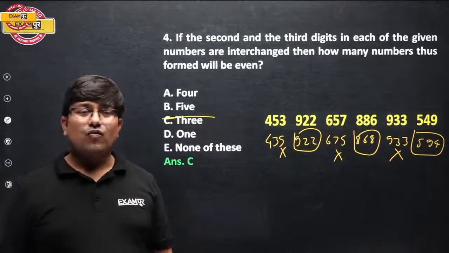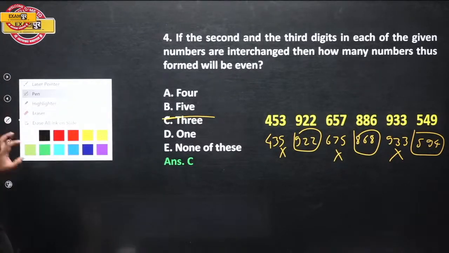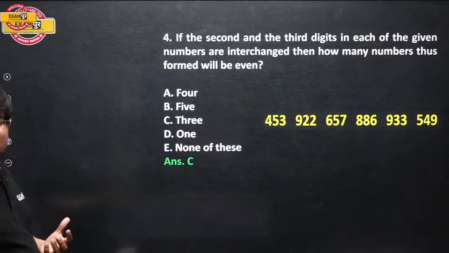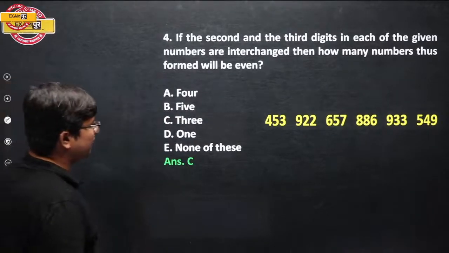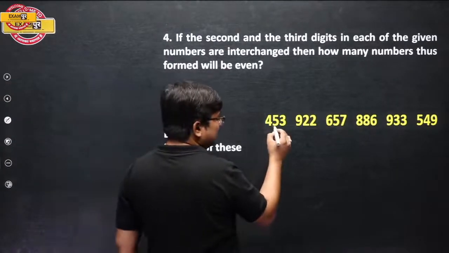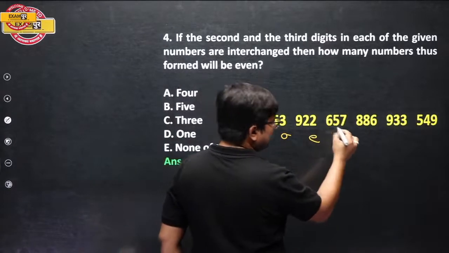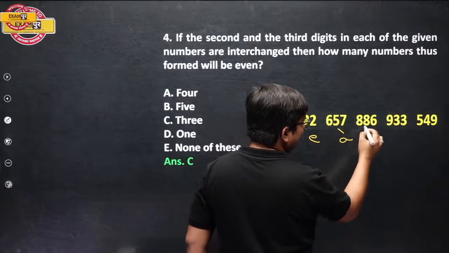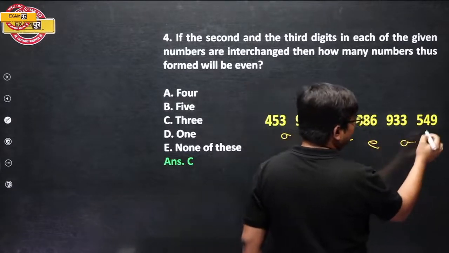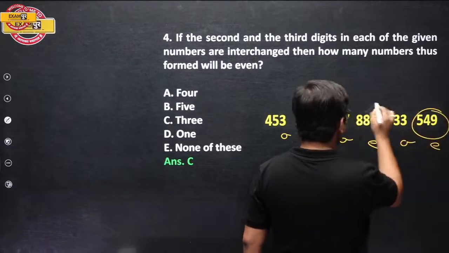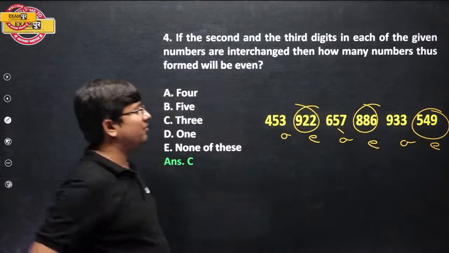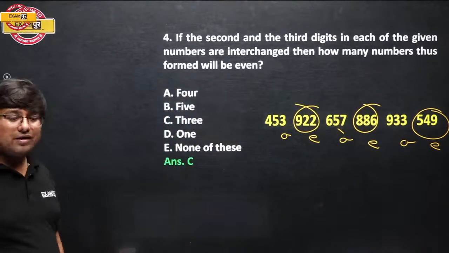But why to waste so much time? We can directly think of it in a different way. How? If the digits will be interchanged, 5 will be coming over here, it will become odd. 2 will be coming over here, even. 5 will be coming over here, odd. 8 will be coming, even. 3 will be coming, odd. 4 will be coming, even. So 1, 2, and 3. 3 even numbers will be formed.